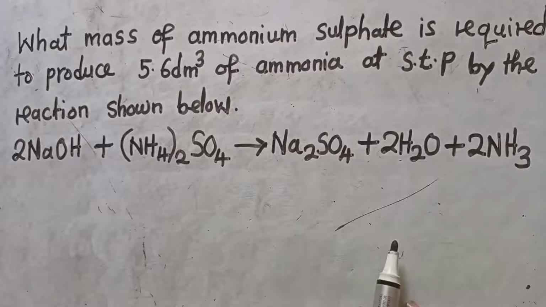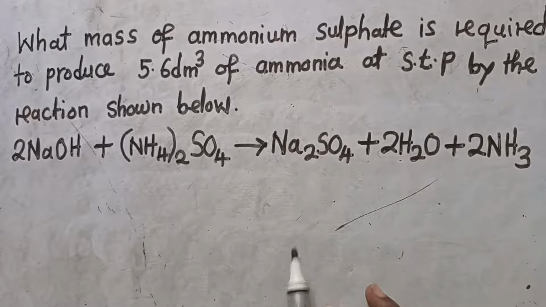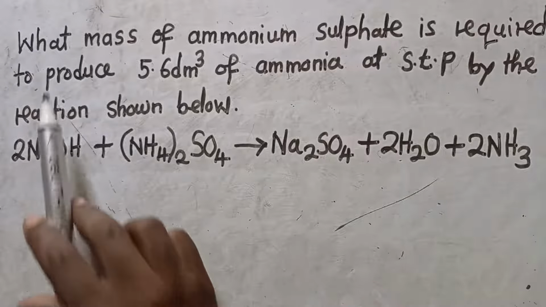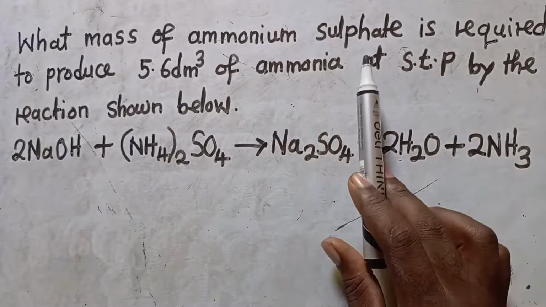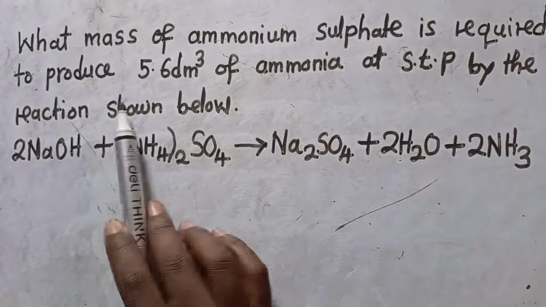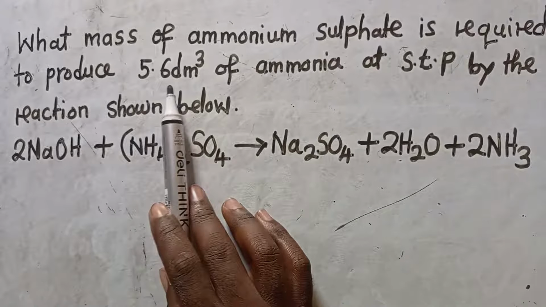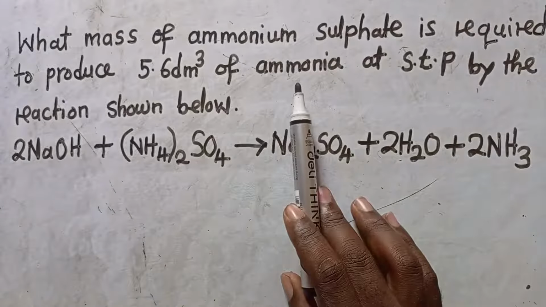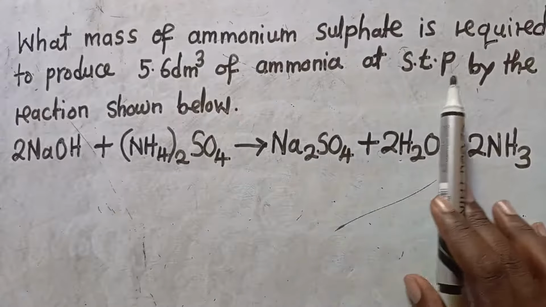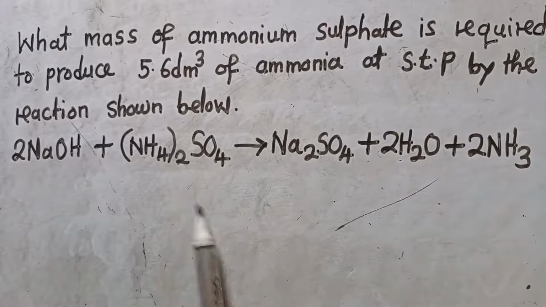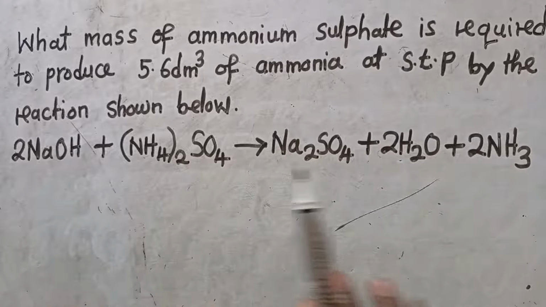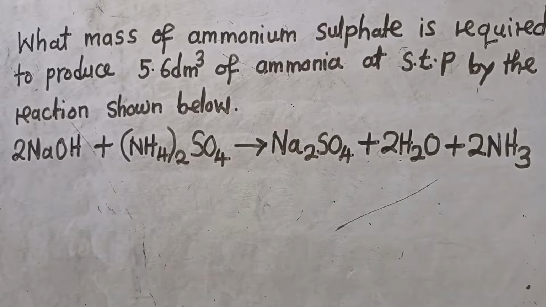So this is a question that we are given here. How can we answer this particular question? The question is saying, what mass of ammonium sulfate is required to produce 5.6 cubic decimeters of ammonia at STP by the reaction shown below? So this is a particular reaction that is shown.